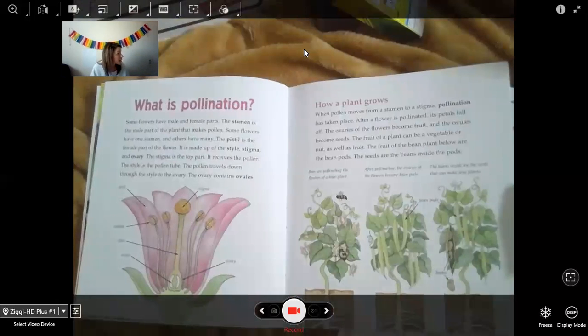Some flowers have male and female parts. The stamen is the male part of the plant that makes pollen. Some flowers have one stamen and others have many. The pistil is the female part of the flower. It is made up of a style, stigma, and ovary. The stigma is at the top part. It receives the pollen. The style is the pollen tube. The pollen travels down through the style to the ovary. The ovary contains ovules.